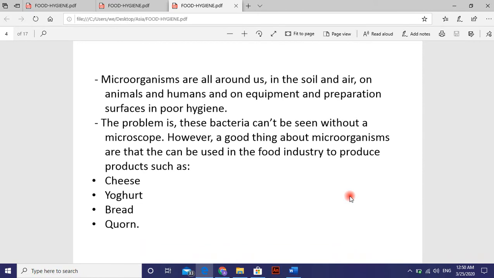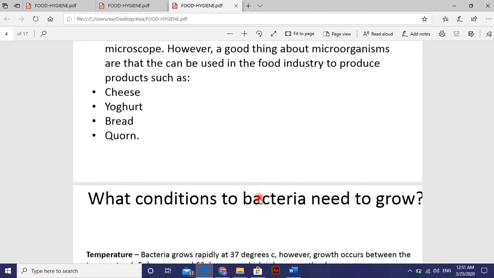We cannot see them without a microscope, but we can protect our food and practice proper hygiene to prevent them from spoiling it. Now, the good thing is that microorganisms can also be used in the food industry. For example, for cheese, yogurt, bread, and corn, we use microorganisms. We're going to talk about this later.